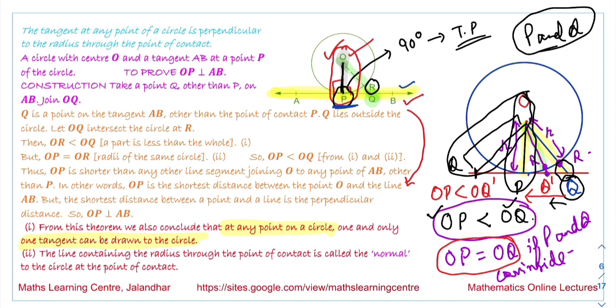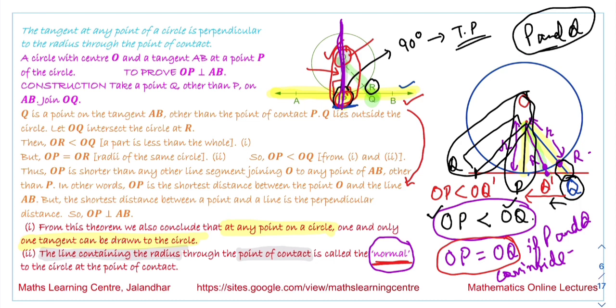And the second thing we are saying here is that the line containing the radius through the point of contact. We are talking about this line OP, this P is the point of contact, this O is the center. So the line containing the radius to the point of contact is called the normal. This is the next term. One thing we have is the tangent, and second is the normal. So this line passing through OP is called the normal to this circle at the point P.